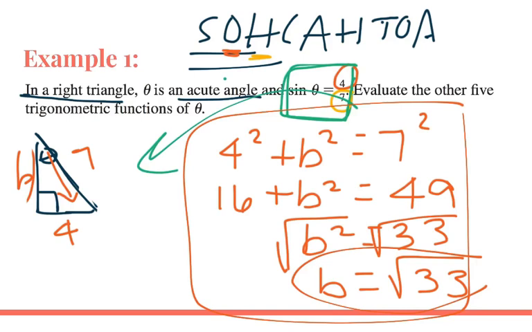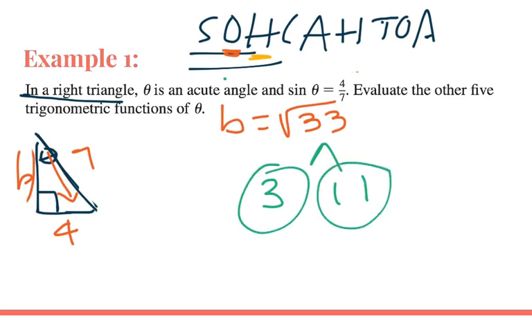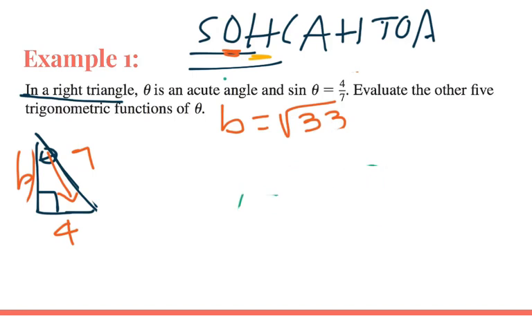Alright, so let's break down the number 33. The first thing I think of is 3 times 11. And actually, both of those are prime numbers, so it can't be broken down any further. So the square root of 33 is already in simplified radical form, and I'm going to come back over here to my triangle and write that in. My third missing side, my other leg, is the square root of 33.